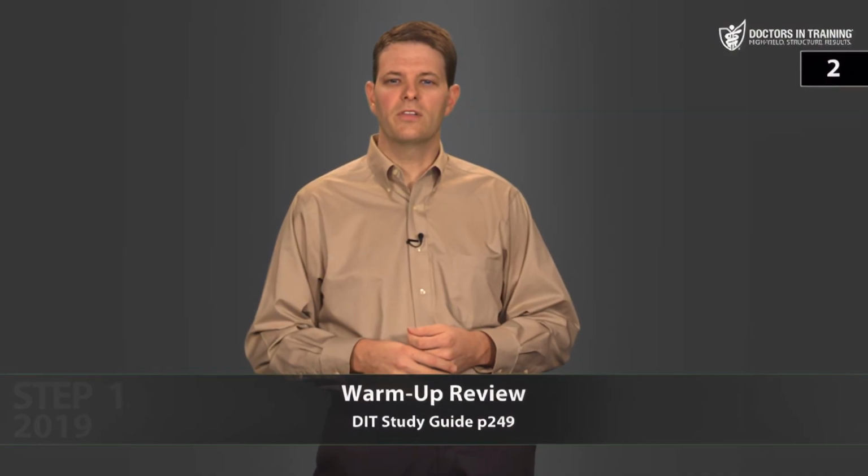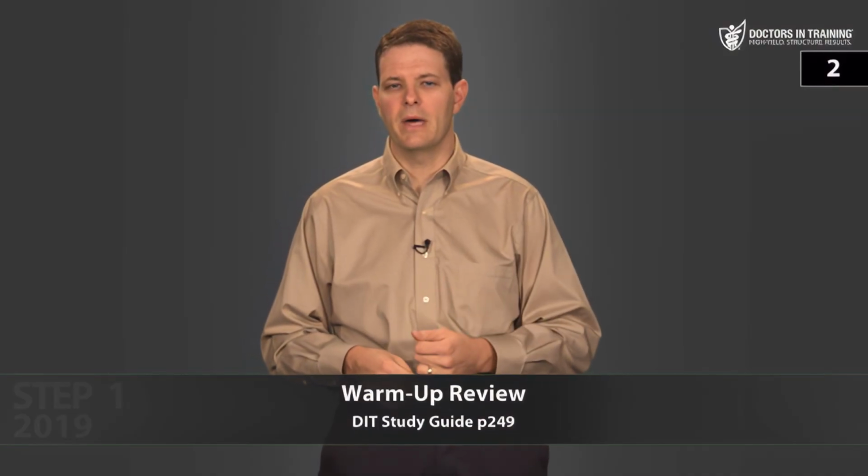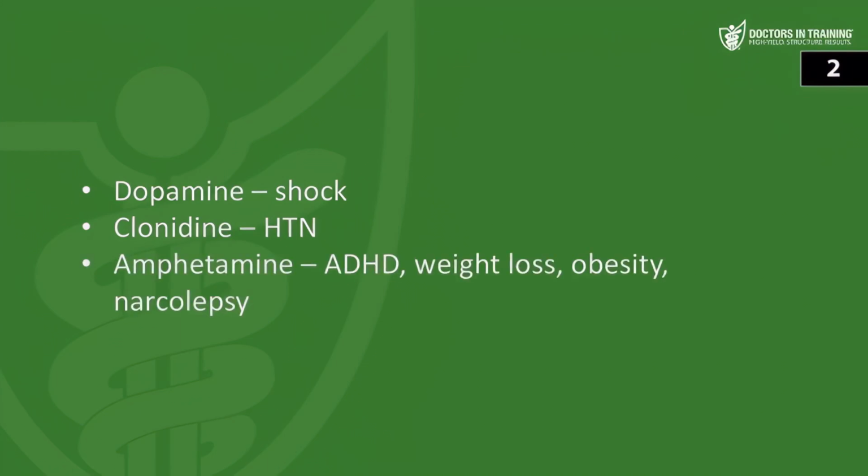Next, what are the clinical uses for each of the following sympathomimetics? So dopamine is used to treat shock. Clonidine is used to treat hypertension. It's a sympathomimetic in that it is an alpha-2 agonist, although this actually decreases norepinephrine release. Amphetamines have lots of different uses and can be used to treat ADHD. They can be used for weight loss and obesity. And they're also used for narcolepsy.